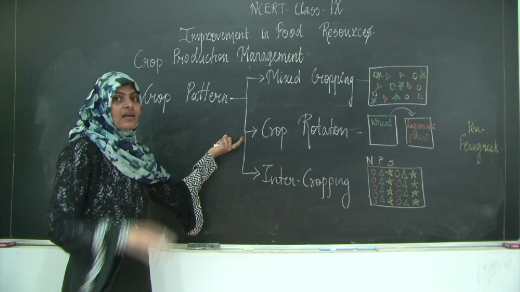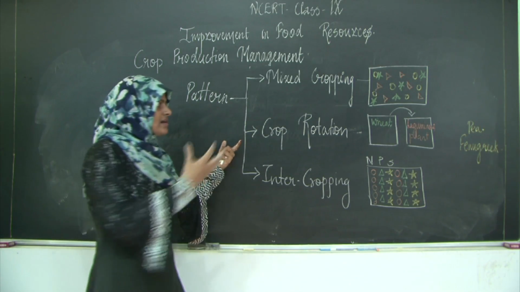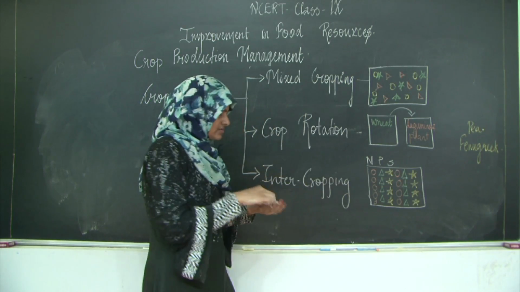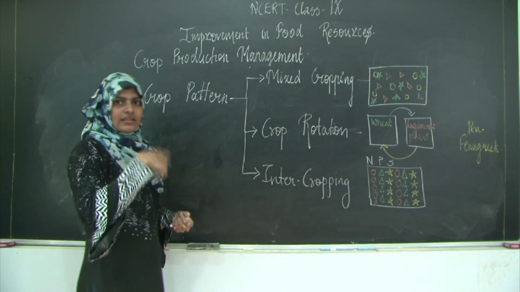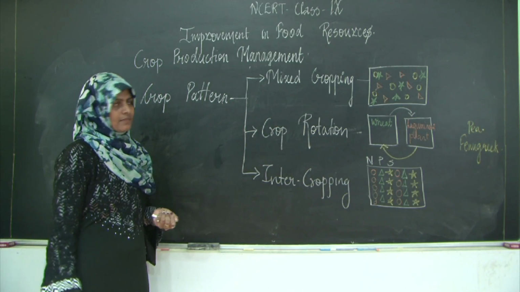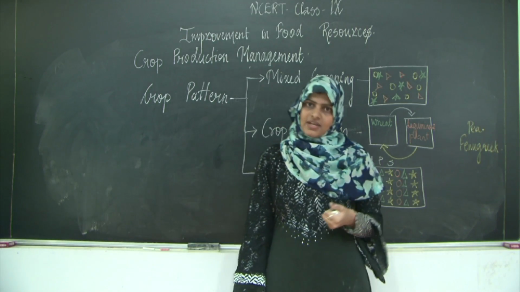In crop rotation, I do not grow 2 or more seeds together. I grow one seed which takes the nutrient, second seed which adds the nutrients. Now after that again the other way round, then again the wheat, and then again the leguminous plant. Okay. In the next lecture we will study about crop protection management.